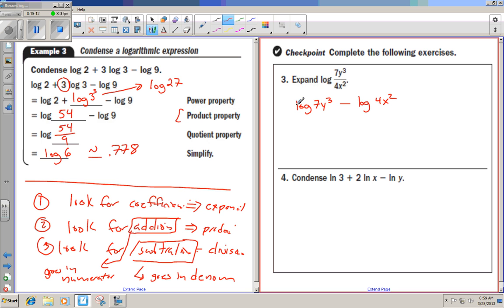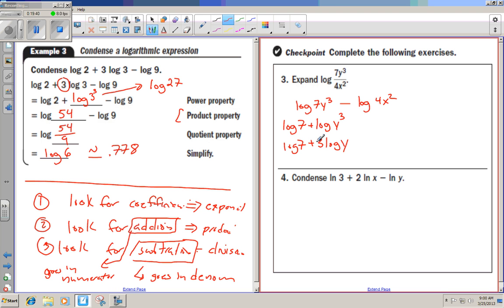The first part of this equation should be fairly simple to you because they're all positive. So you're breaking up now. We got rid of the fraction. Now we break up multiplication. Log 7 plus log y cubed. And then log 7, here's an exponent, becomes log y.